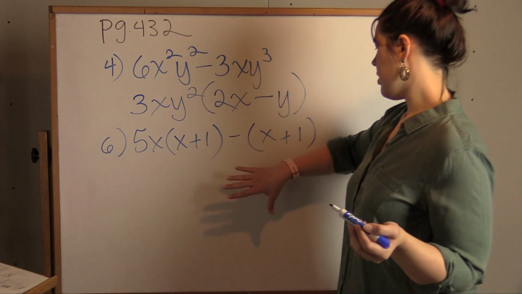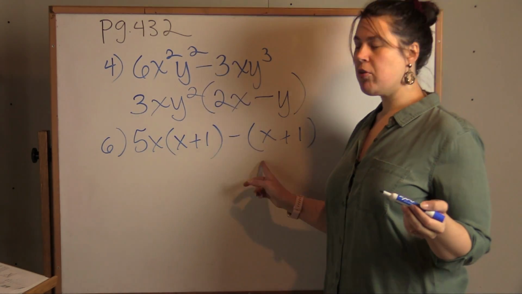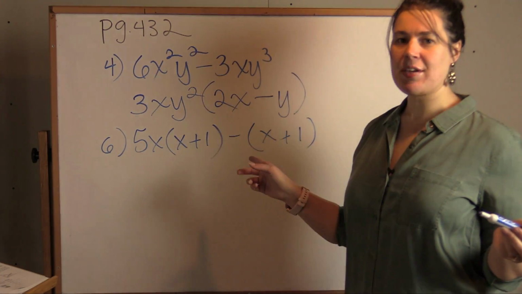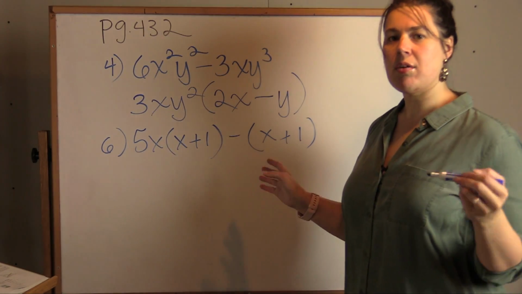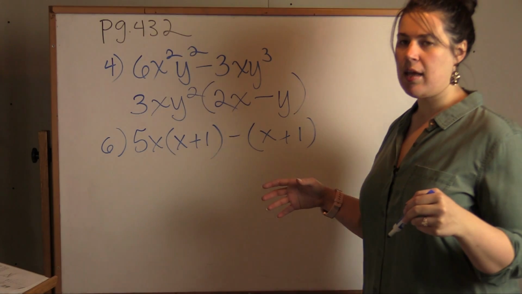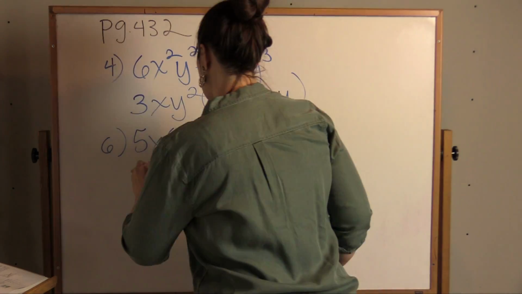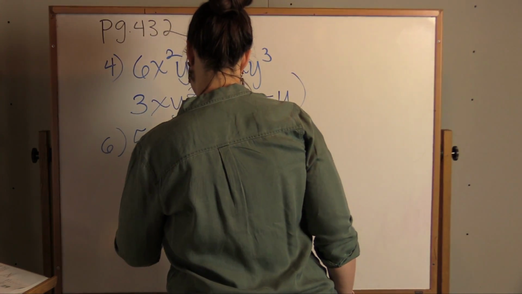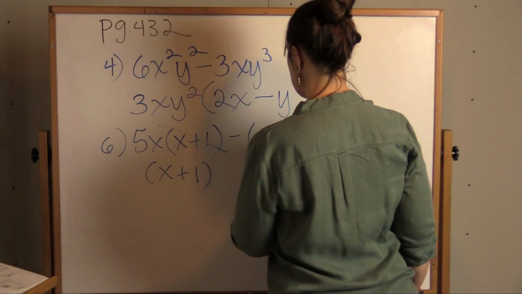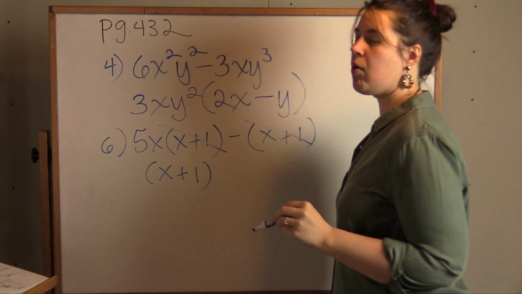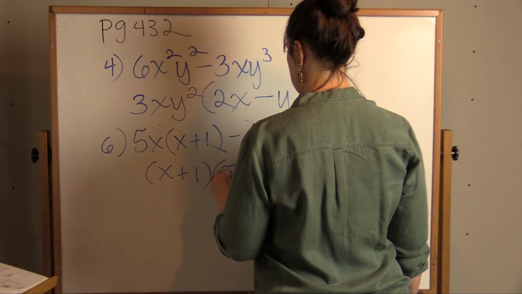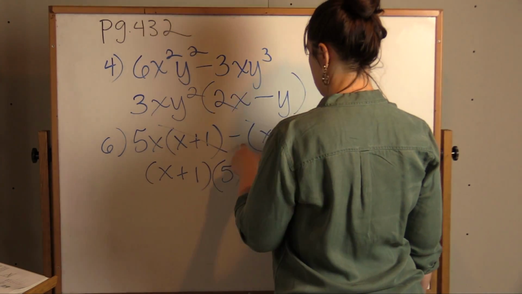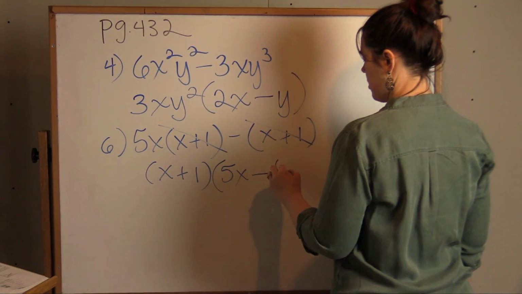Notice in this term and this one, there is both an x plus 1. So this is factor by grouping. What we're going to do is remove the x plus 1 and then write in another binomial set what's left behind. So I start with my x plus 1. So if I remove the x plus 1's, what am I left with? I'm left with a 5x, a minus sign, and the coefficient here is an invisible 1.